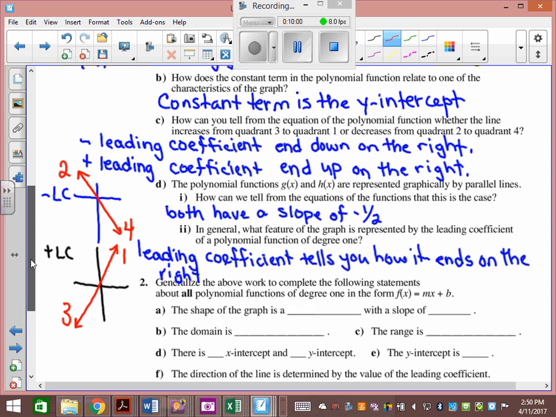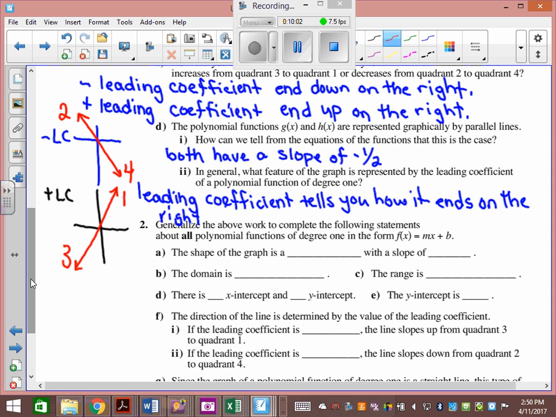Okay. This is a little sum up. Generalize the above work to complete the following statements about all polynomial functions of degree 1 in the form f of x equals mx plus p. The shape of the graph is a line with a slope of, in this case, m. We're just looking at this equation in particular. So in this case, it would be m.